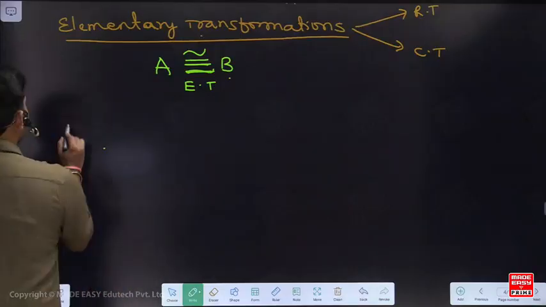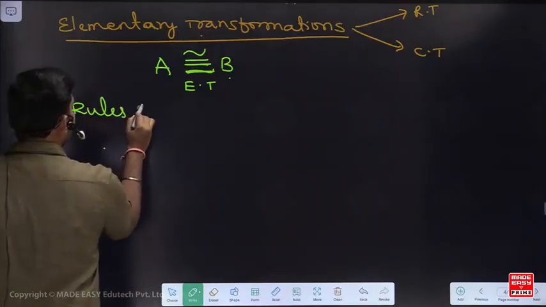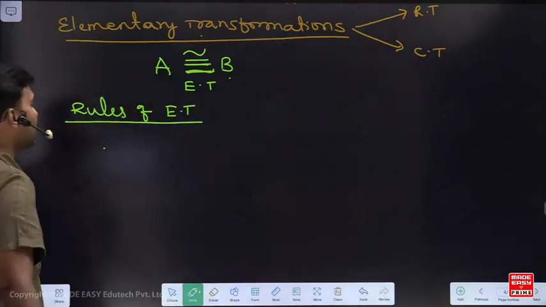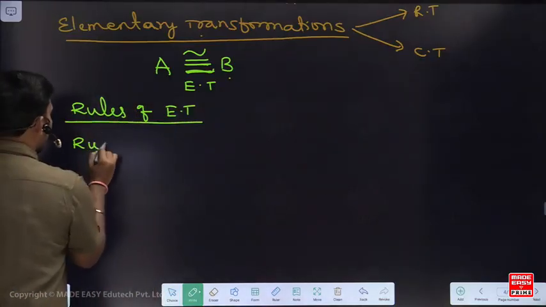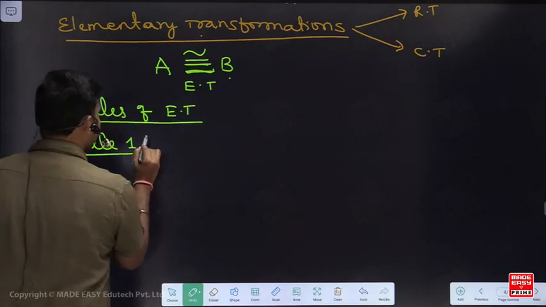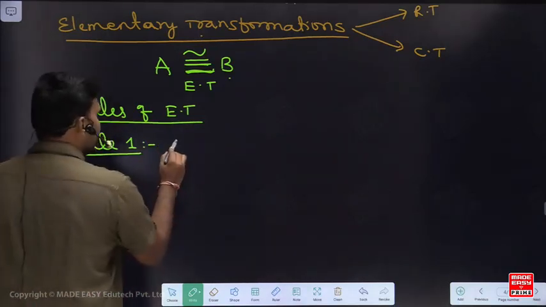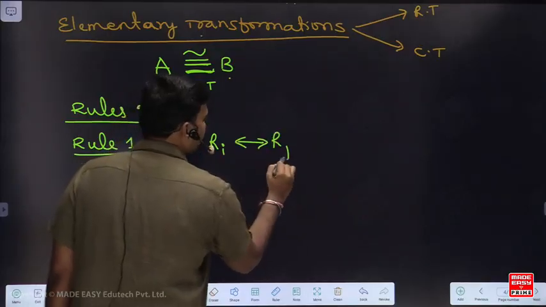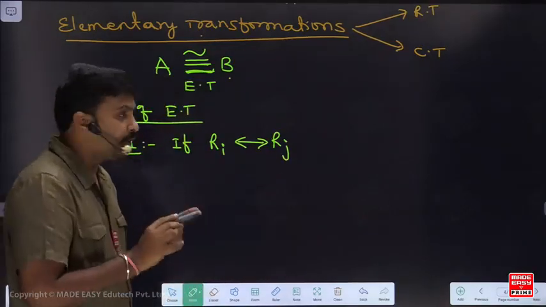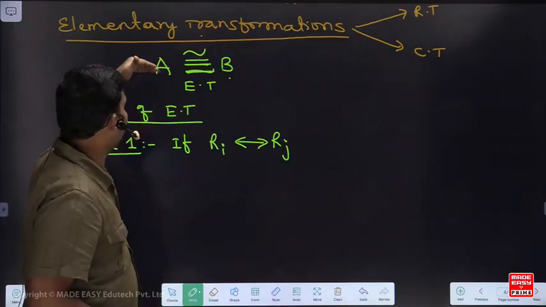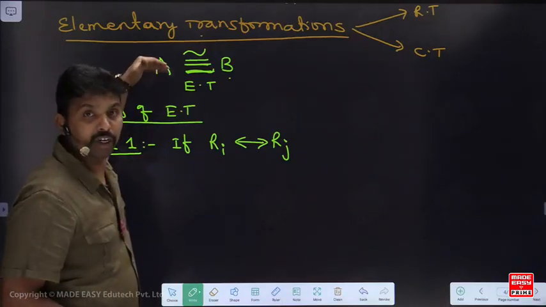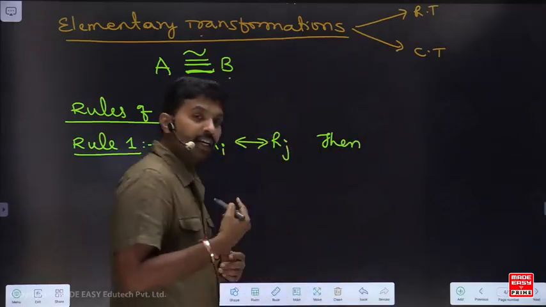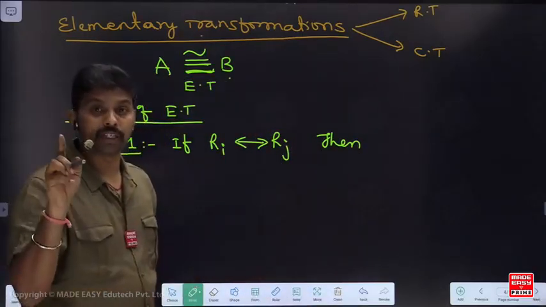They are given by rules. So rules of elementary transformations. That is rule 1. What is rule 1? Rule 1 is that if you are interchanging any two rows in the given determinant of the matrix, then the determinant will change by a minus sign.